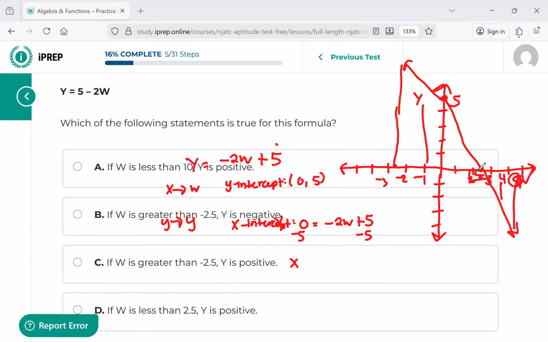So at 2, here's 2.5. At 2.5, the y value is 0, which is technically positive. Anything less than that, like 2.4, starts off positive. At 2, it's positive. At 1, it's positive. At 0, it's positive. Even at -1 it's positive. -2 is positive. -3 is positive. This is always true. So it has to be D.